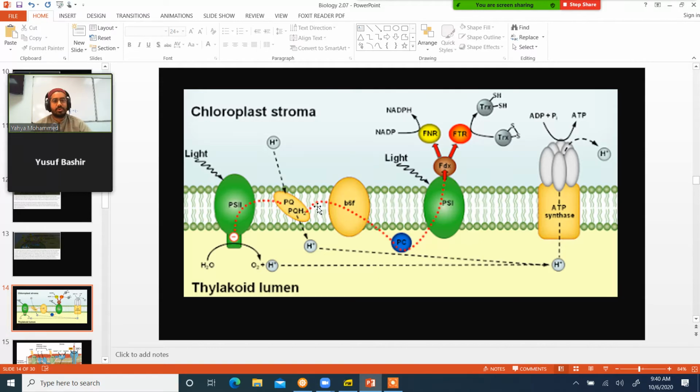Another thing that happens: what's going on over here? What is this arrow showing? It's pulling in hydrogen. Hydrogen is being pumped in over here. Now this hydrogen accumulates in the inside, in the lumen. It starts to accumulate over here, and we have a whole bunch. It rushes back out through the ATP synthase. You see that? As it rushes back out, it's making ADP into ATP. So you see the two things we made: ATP and NADPH.